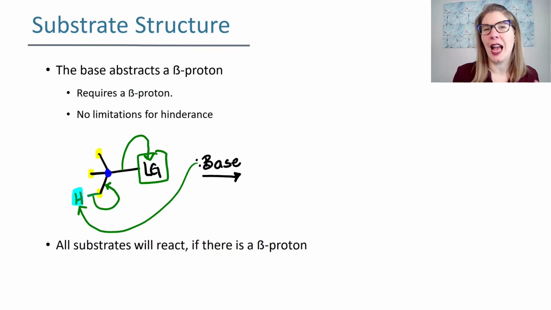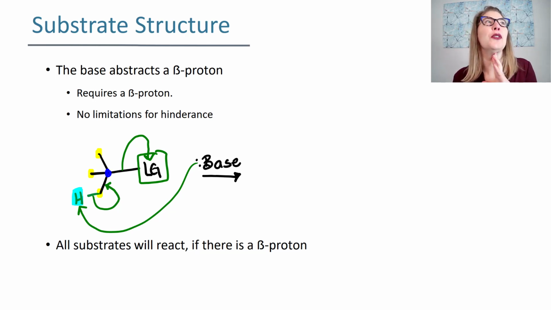Now remember, for SN1 and SN2, when we looked at those reactions, your SN2 could only happen if you had an unhindered substrate. The E2 is different because you just need a beta proton. It doesn't matter how hindered or unhindered your substrate is. As long as you have a beta proton and your strong base, your E2 reaction is going to happen.